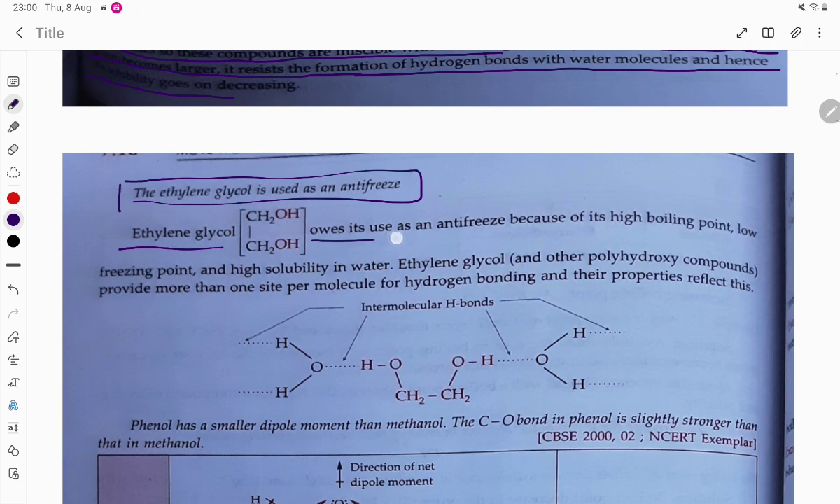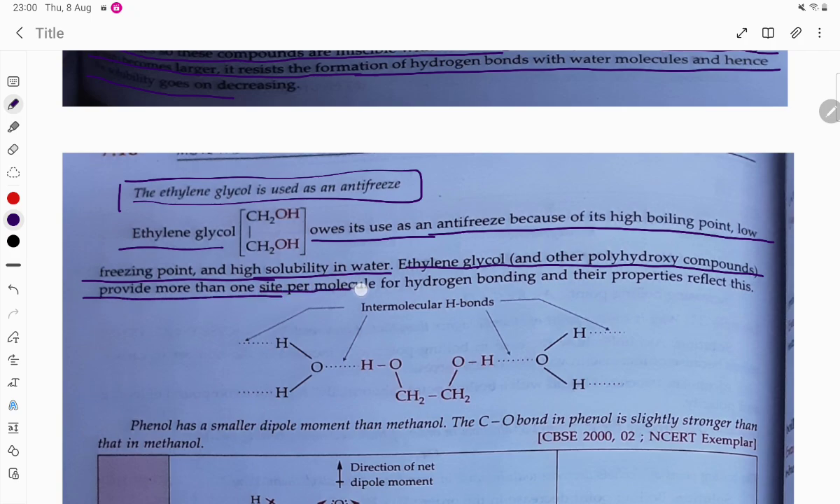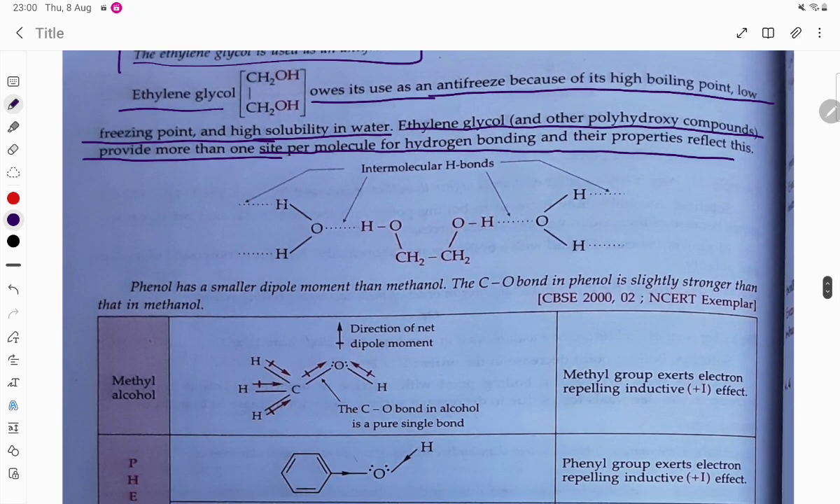Ethylene glycol is used as an antifreeze because of its high boiling point, low freezing point, and high solubility in water. Ethylene glycol and other polyhydroxy compounds provide more than one site per molecule for hydrogen bonding, and their properties are affected by this. This is the water molecule, and this is the ethylene glycol with water molecules.